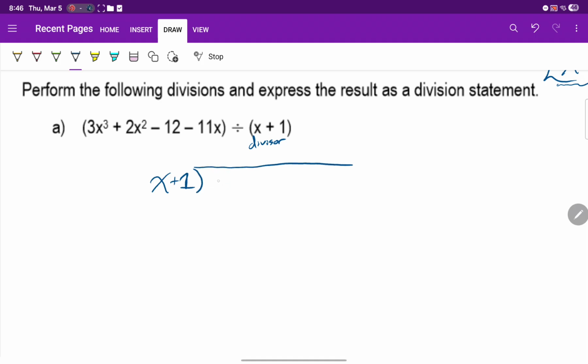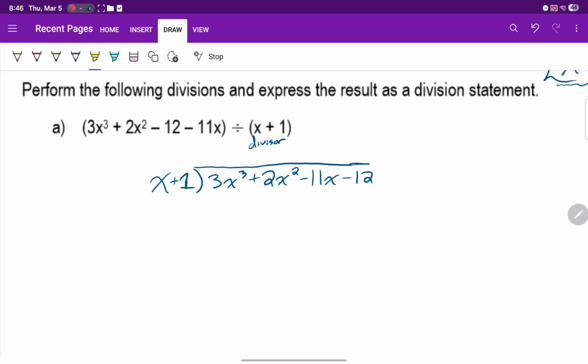And under here is my dividend, which is 3x cubed plus 2x squared minus 11x. I'm changing the order. Minus 12. Now every power is there: 3, 2, 1, 0. And they are in descending order, the powers. Okay. What I'm going to do now is check some things out here.